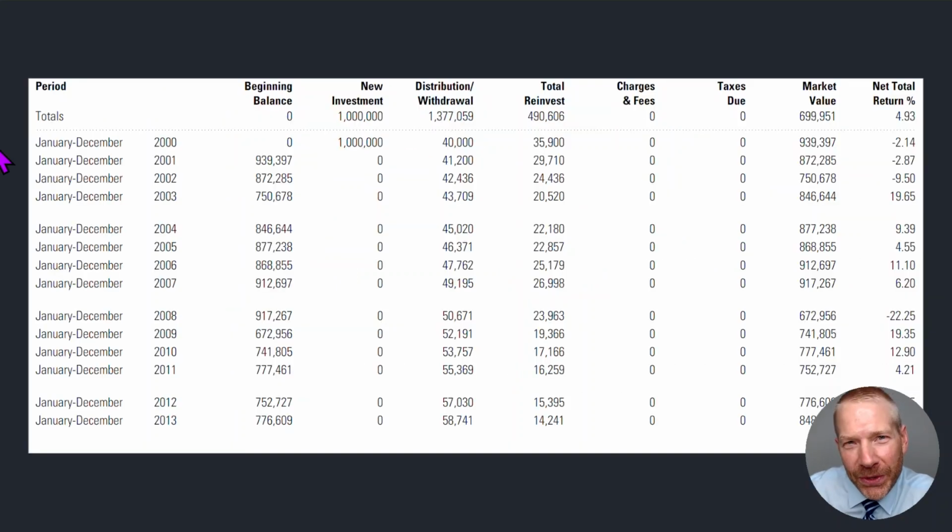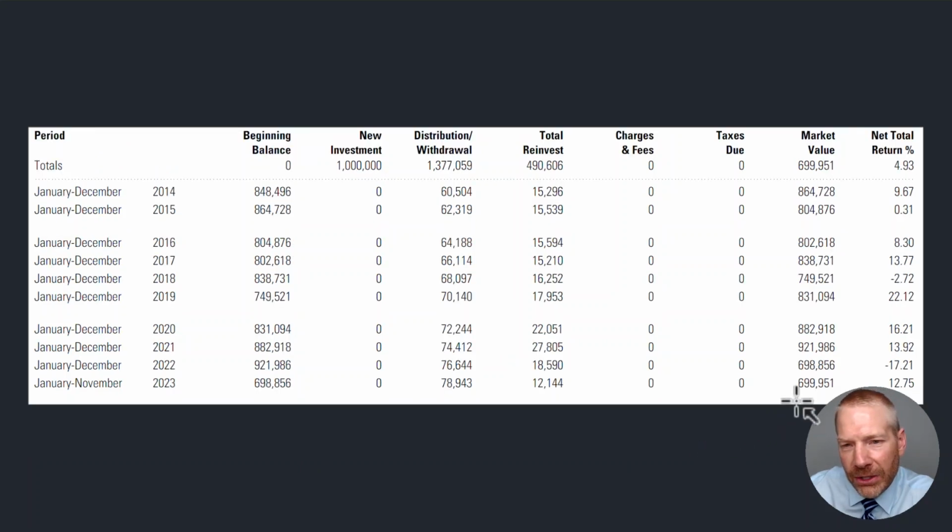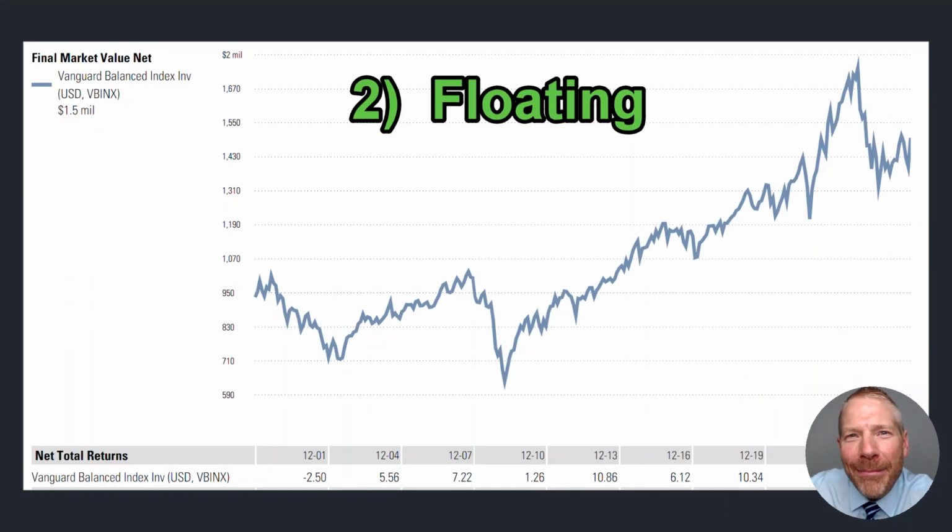Here are the numbers for the inflation adjusted distribution strategy. Starting January 1, 2000 with our $1 million investment, $40,000, 4% comes out the first year, and then we grow that by a rigid 3% inflation every single year until we finish this year at $699,000.